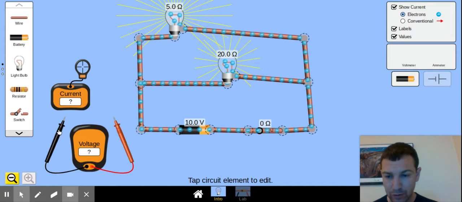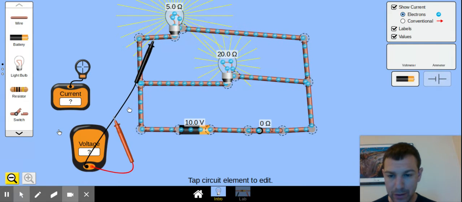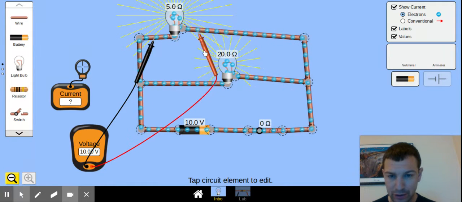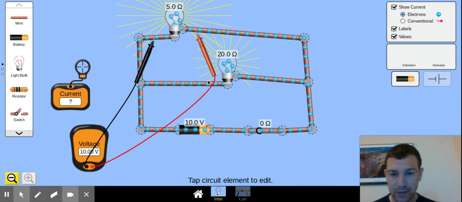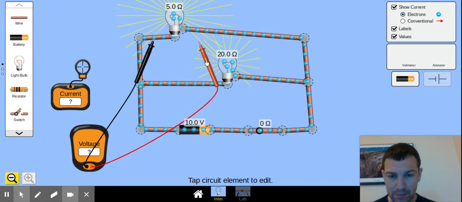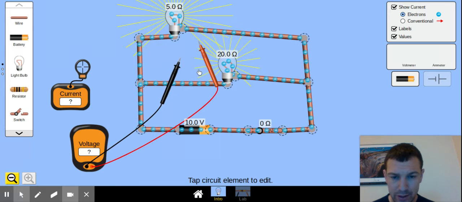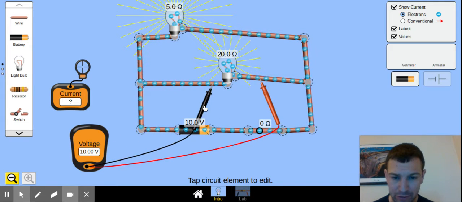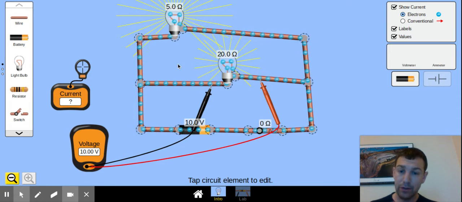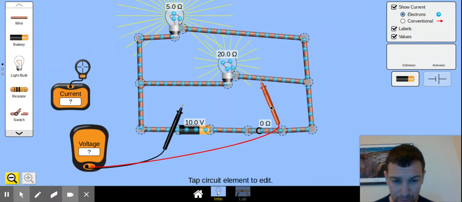And so we can confirm that by using the voltmeter. If I hook it up to either side of lamp 1, the 5 ohm lamp, notice it's 10 volts. If I were to do the same thing for my second lamp, lamp 2, I should also get 10 volts, and indeed I do. So it's like each of these lamps are individually hooked up to the battery. So let me disconnect my voltmeter again.